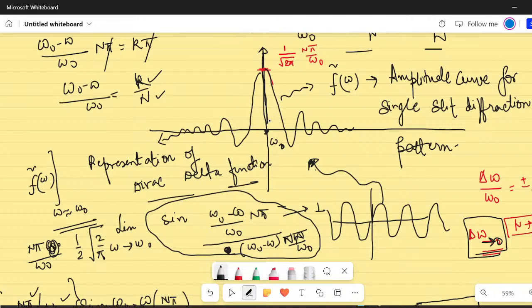So basically, if you take n as large as possible, this will try to squeeze, and these amplitudes will try to move towards the origin only. As n is increased, that is, if n tends to infinity, what will happen? In the limit omega tends to omega naught, this will be an infinitely narrow spike about omega equal to omega naught, and for all other omega not equal to omega naught, there would be something very close to zero. So this is one of the representations of the Dirac delta function as well.